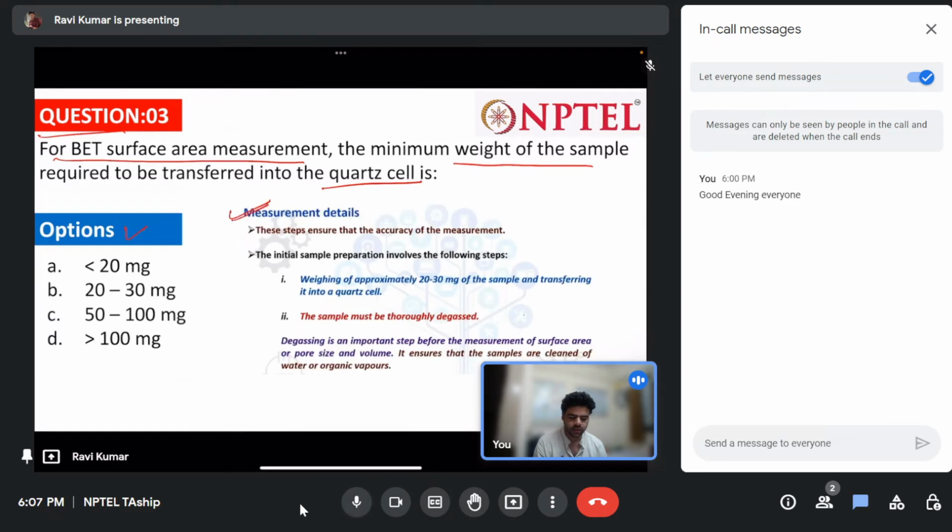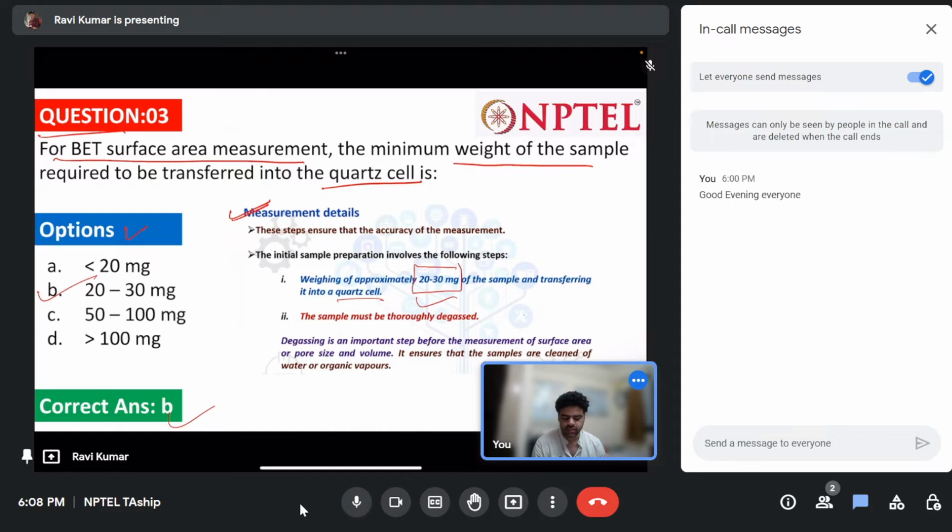So from the lecture only, here we can see the weighing of approximately 20 to 30 milligram of the sample and transferring into a quartz cell. So here we can see it is 20 to 30 milligram. So yes, option B is correct here. For this question option B is the correct answer. So minimum quantity should be 20 to 30 milligram for this BET analysis.